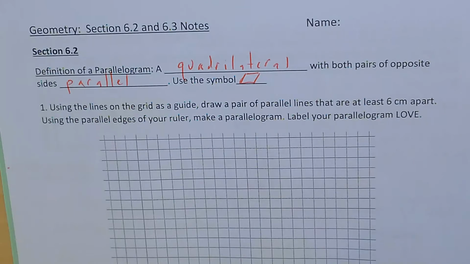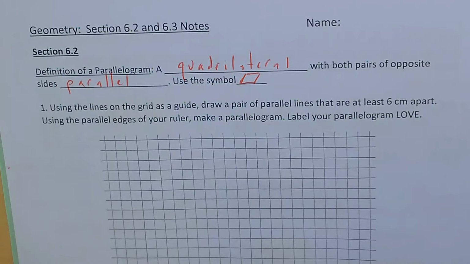So for today, the first thing we're going to do is make a parallelogram. And then we're going to decide what we think is true about it. I didn't tell you guys to get your straight edge and your protractor out, but if you have them handy, that will probably be helpful. All right, so I'm going to start using the lines on the grid as a guide.